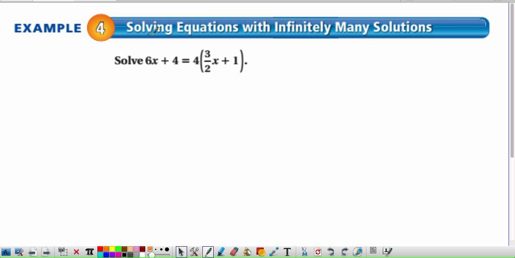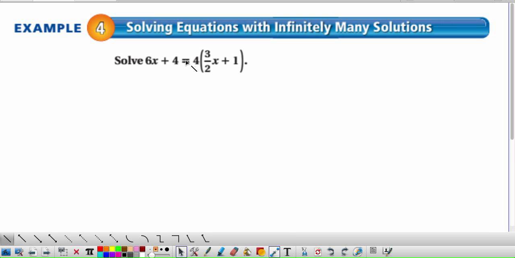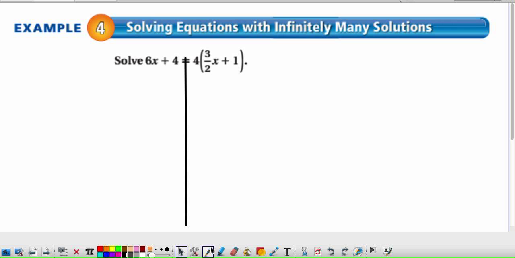Our next example, example 4, solving equations with infinitely many solutions. We're going to do the same thing. We're going to draw our line down our equal sign. And the first thing that we notice whenever we look at this problem is this distributive property right here. So we know we have to distribute first.